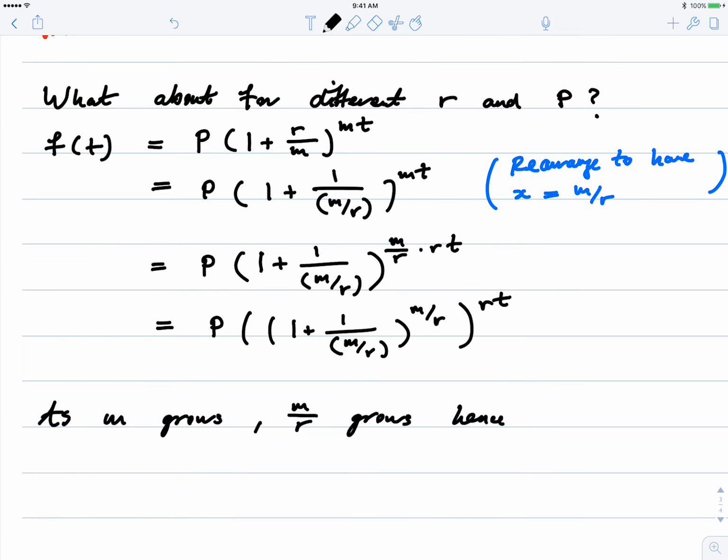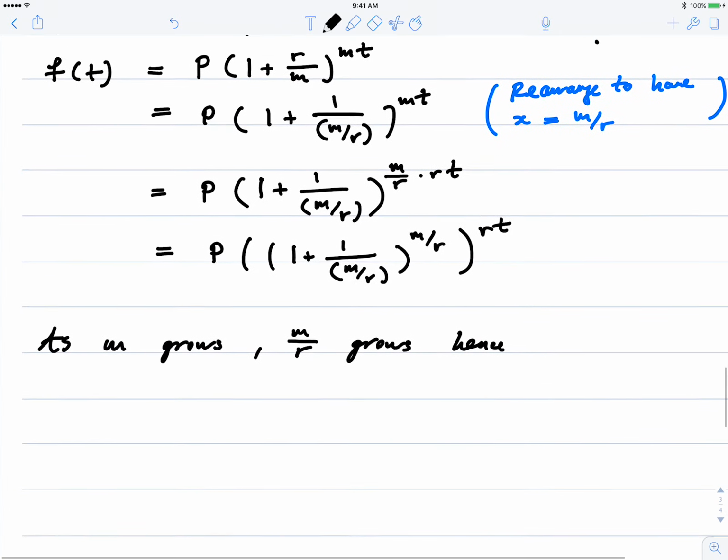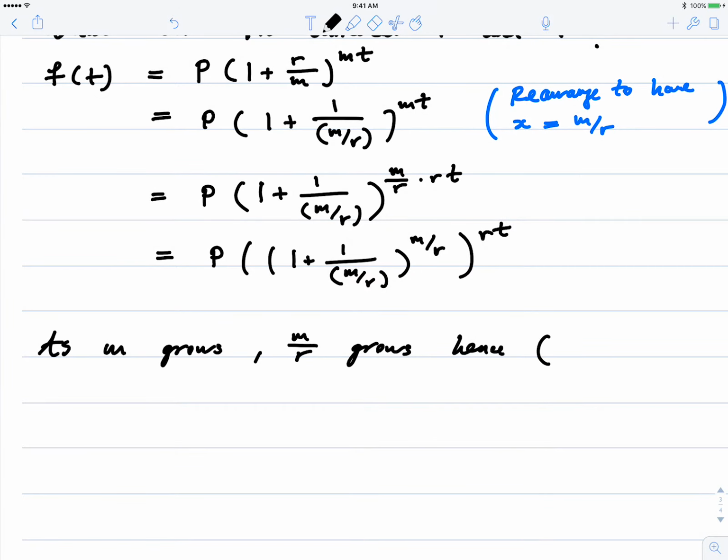Hence, the thing in the bracket is going to get closer and closer to e. So (1 + (1/(m/r)))^(m/r) gets closer and closer to e.